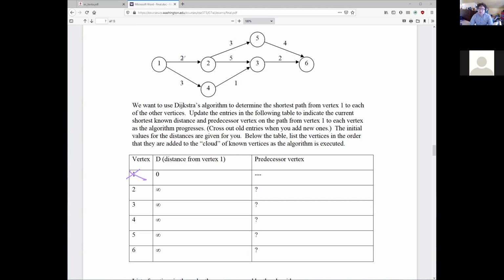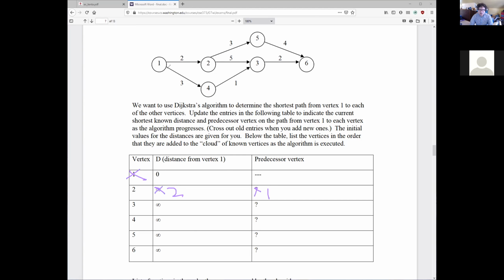So let's look at the edges coming out from node 1: 1 to 2 with a weight of 2, and 1 to 4 with a weight of 3. So 1 to 2 with a weight of 2. Is 1 to 2 cheaper than infinity? Yes, that new path is cheaper than infinity. So we're going to replace it with 2, and we're going to say the new predecessor is 1. Make sense?